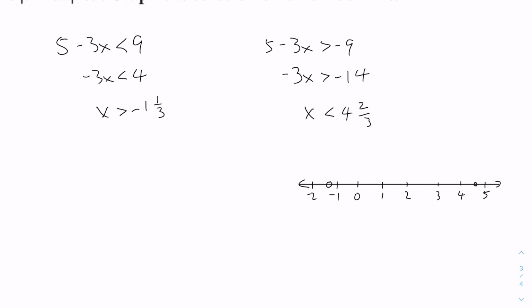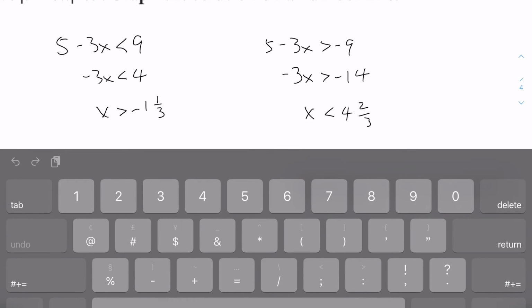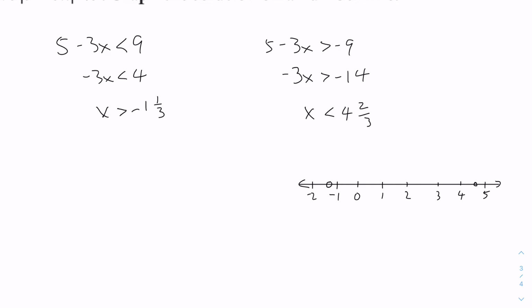And when you check the answer choices, you will find that only the numbers between negative 1 and 1/3 and 4 and 2/3 would work in the inequality. Therefore, you would color the line between negative 1 and 1/3 and 4 and 2/3 to represent that these numbers would work in the inequality.